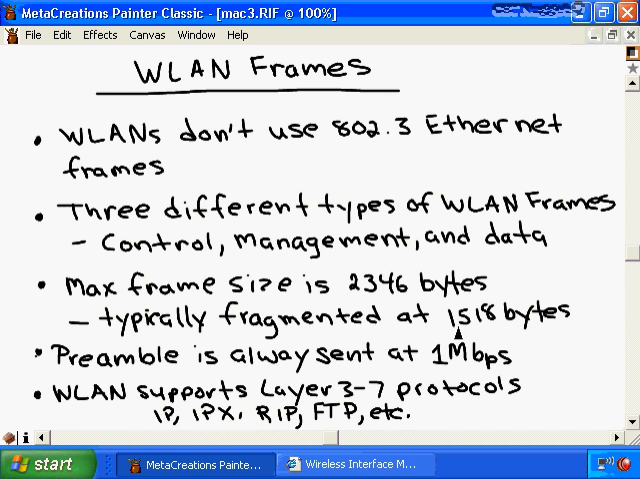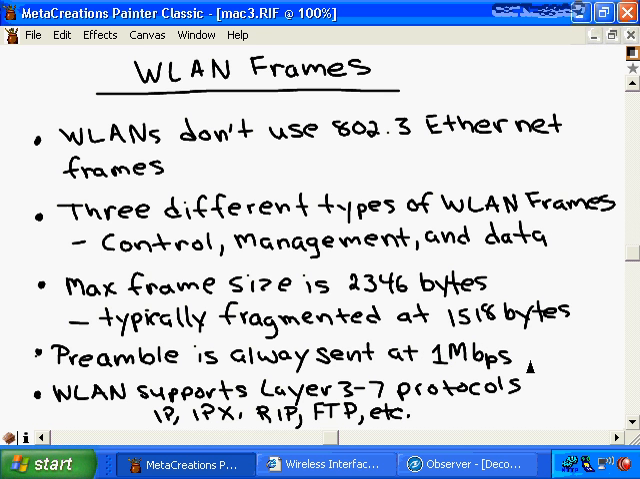Within the frame is also a little preamble, and the preamble is used for synchronization. It's sent at the beginning of each frame. The thing you need to know about this preamble is that it's always sent at 1 megabit per second. The reason the preamble is sent at such a low data rate is that it's a common data rate held among all wireless LAN devices that comply with the 802.11 specifications and standards.